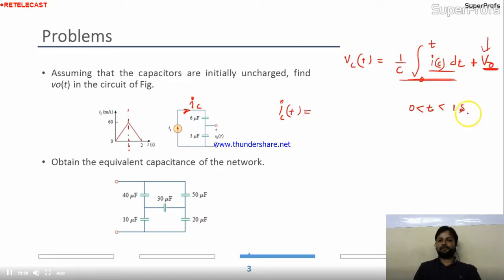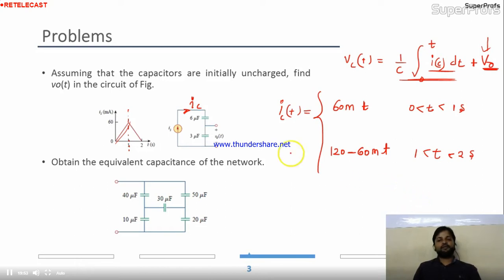So for t equal to 0 to 1 second, the value of the current is given by the equation of this line, which is nothing but 60 t, given in milli, so 60 mt. This is the equation of this line. I think you know about this, right? So this is the current for this region, and the current for 1 to 2 seconds: if you find out the equation of this line, you will get 120 minus 60 mt again. This is your current equation. Now you got the current.